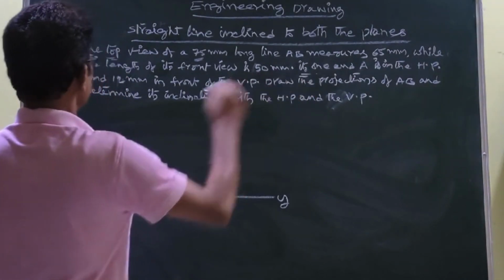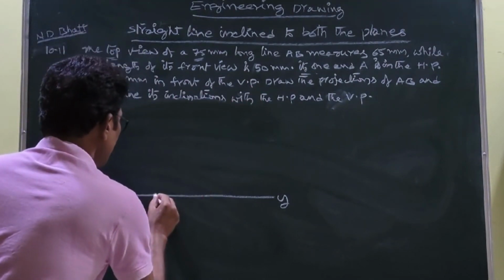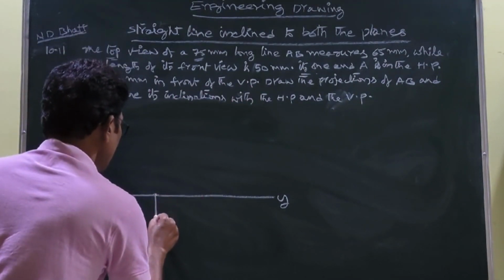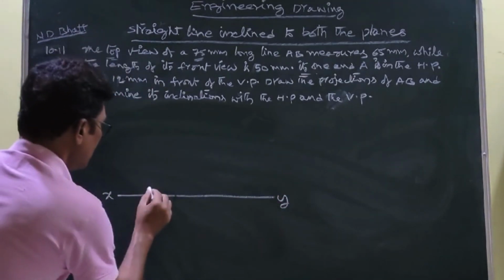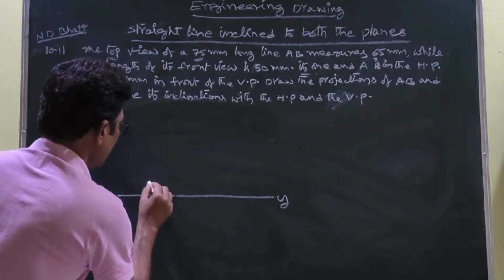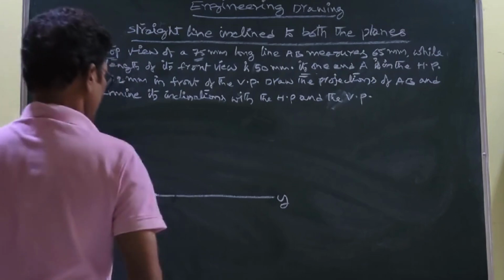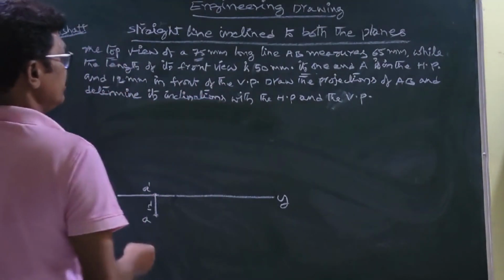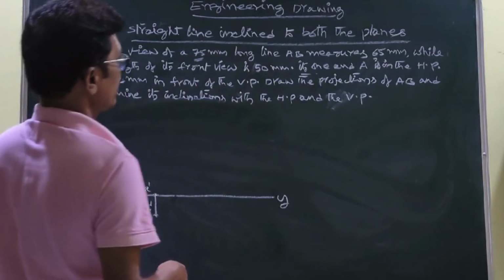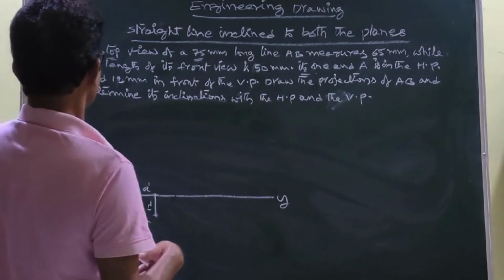End A in the HP and 12 mm in front of the VP. So therefore 12 mm. Let us assume this is the 12 mm. Let us give the name: this is the A dash, this is the A. First you have to complete this part. Next you can go to the next part, whether that line is inclined to HP or some other, whatever it may be.